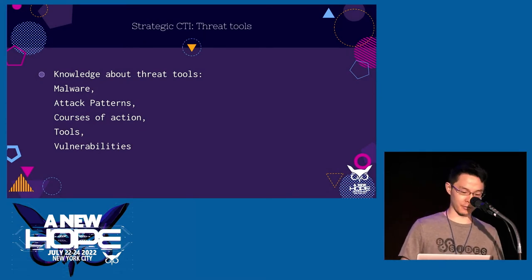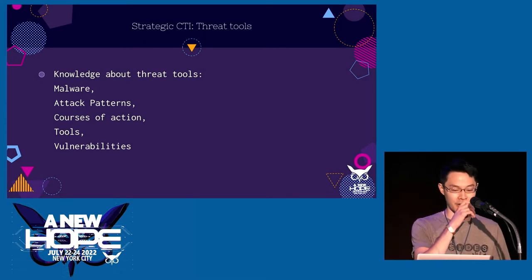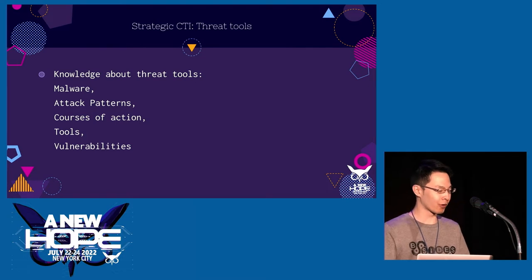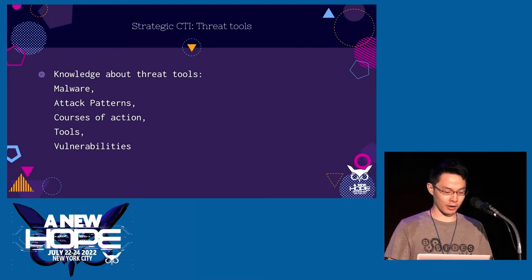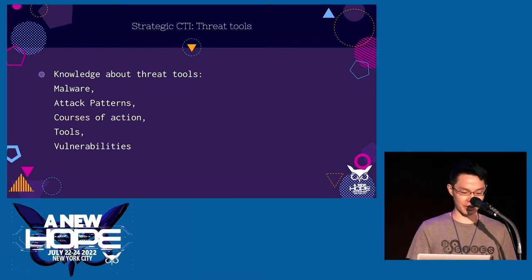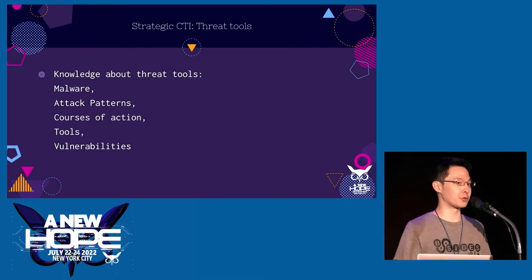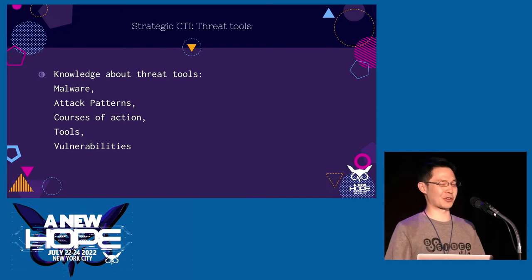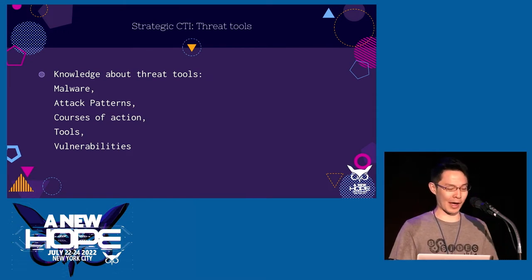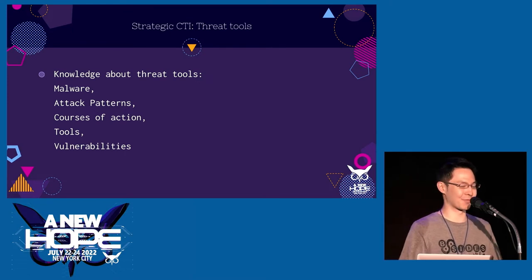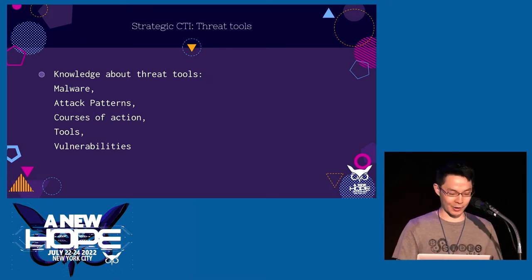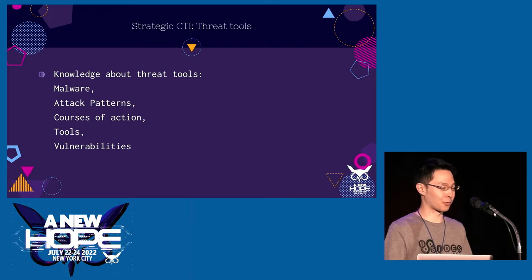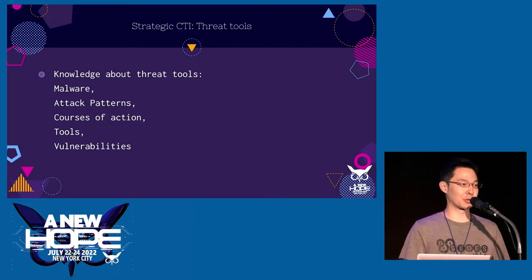Threat tools. So strategic CTI, threat tools fall under strategic CTI through keeping track of the malware, which are the malicious software that your threat actors are deploying, whether it be ransomware, trojans, worms, et cetera. The attack patterns, which correspond to your MITRE ATT&CK framework and things like that. Courses of action, which is MITRE ATT&CK techniques and patterns, but without the MITRE ATT&CK identifying schema. Tools, so your Cobalt Strikes, your Metasploit, your Empire, your Bloodhound, tools that your threat actors use in order to conduct their business.